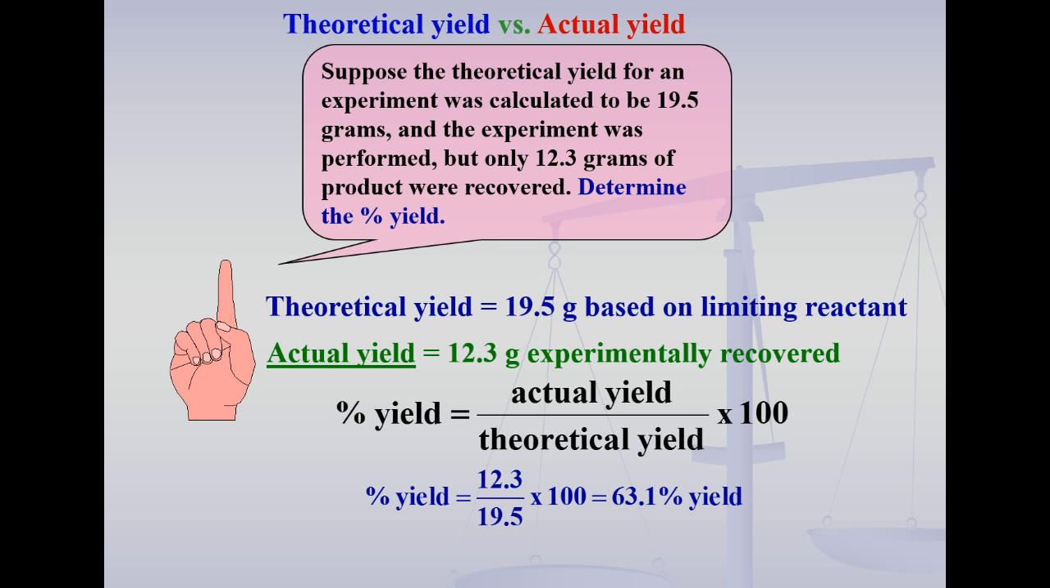What contributes to this? Well, there are a lot of different factors that affect a chemical reaction. Another factor that contributes to percent yield would be experimental error. And there are lots of different kinds of error that can happen during a chemical reaction.